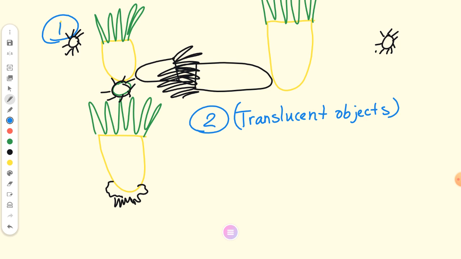Okay, just so you know, those are giving examples of translucent objects which you can see through. But do they block some light? Yes, so will they create a shadow? Yeah. If it blocks light, it creates a shadow. But is it going to be a really dark shadow? No. No. Okay, so we're going to write yes.